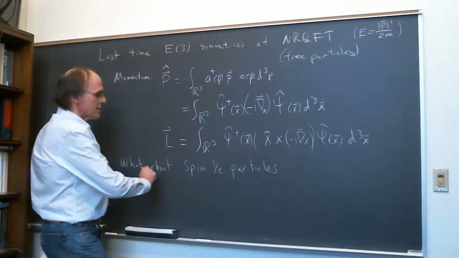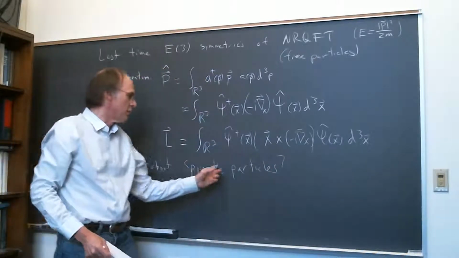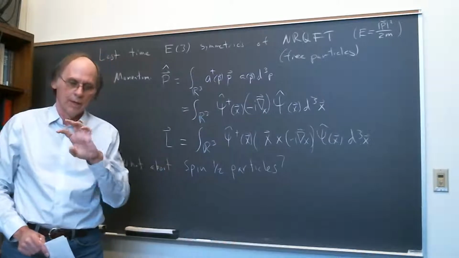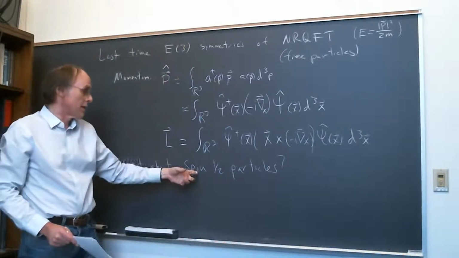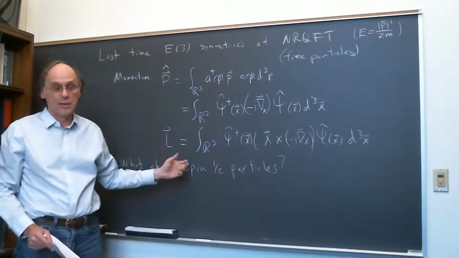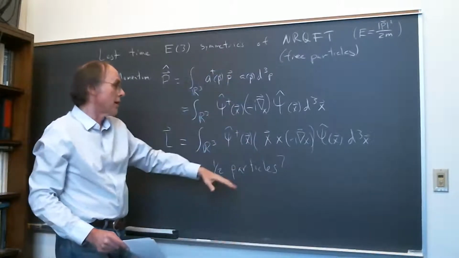Okay, then spin 1/2 particles, so they have the opposite behavior. In the relativistic theory, spin 1/2 particles are going to have to be fermions. But in the non-relativistic theory, you can have spin 1/2 bosons or spin 1/2 fermions. It doesn't matter, but you just have to figure out how to generalize this story.